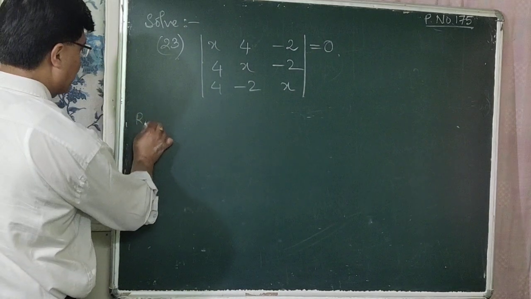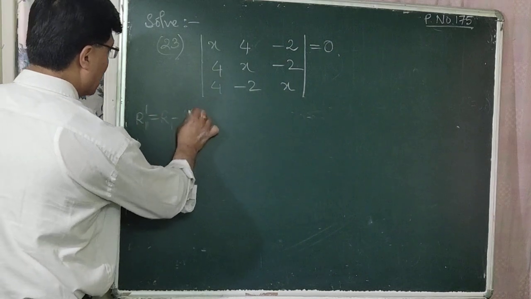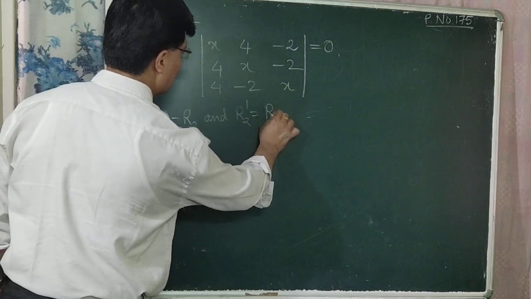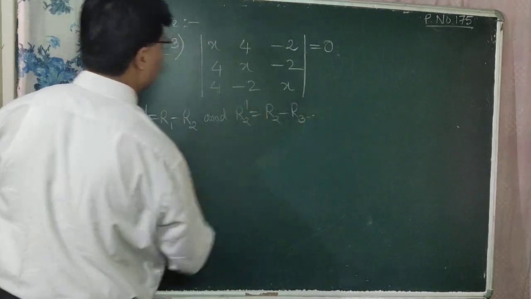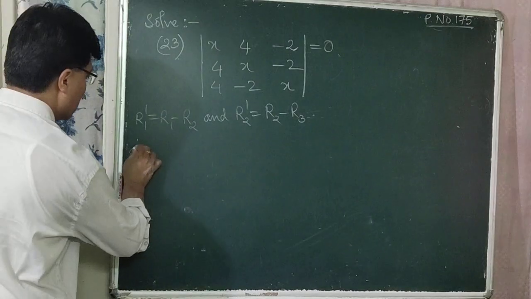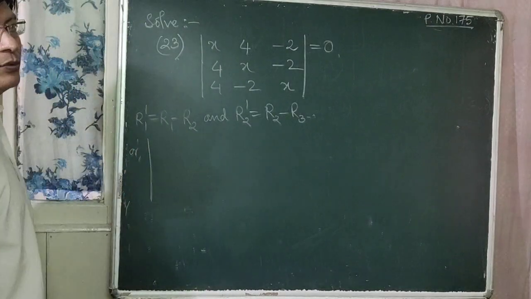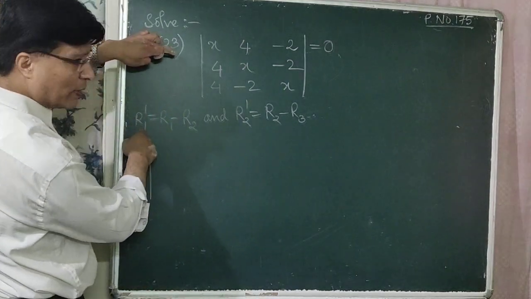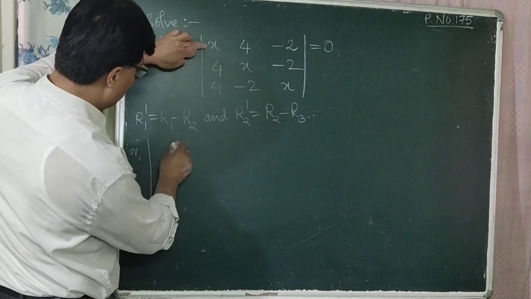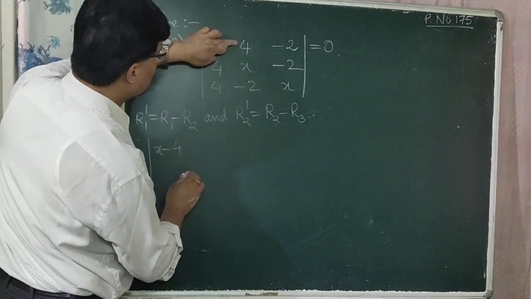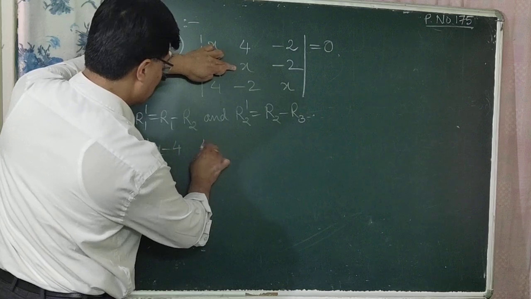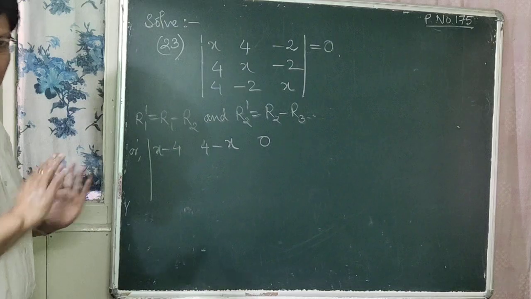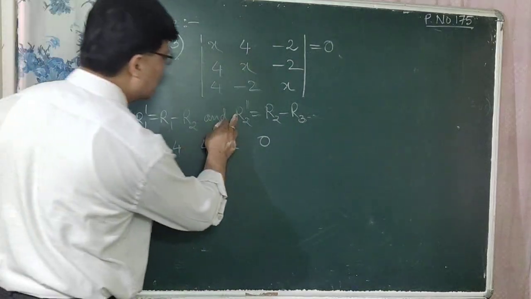Now let us write r1 dash is equal to r1 minus r2 and r2 dash is equal to r2 minus r3, right? What is the new first row? What is new first row now? r1 dash is equal to new row 1, r1 minus r2, this minus this, x minus 4, this minus this, 4 minus x, minus 2 plus 2, 0, right? First row is done. Now what is the new second row?